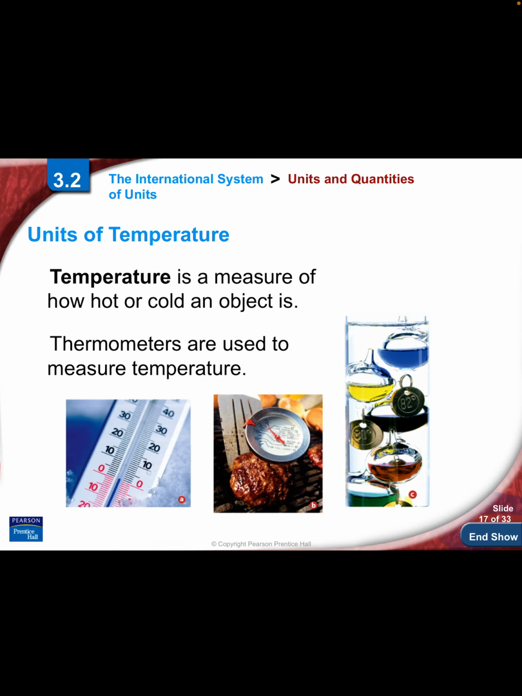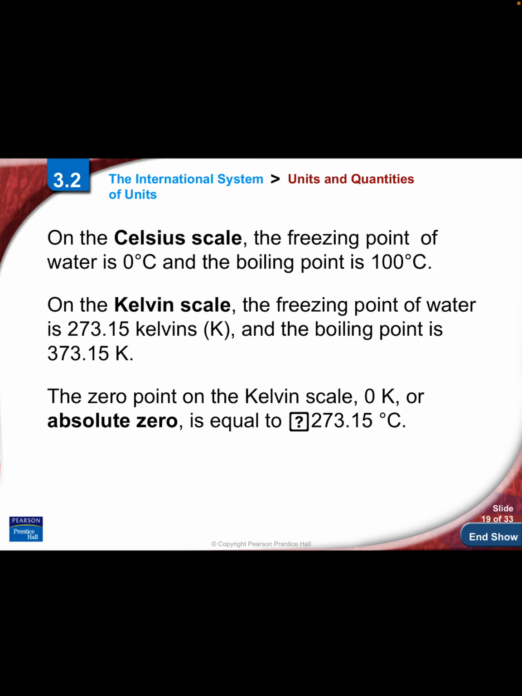Temperature is measured with a thermometer. It's a measure of how hot or how cold an object is. And we're going to use the Celsius scale, where conveniently the scale is divided into 100 equal divisions, where you have 0 being the freezing point of water, and 100 the boiling point.